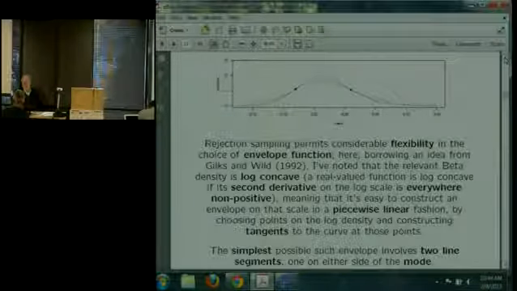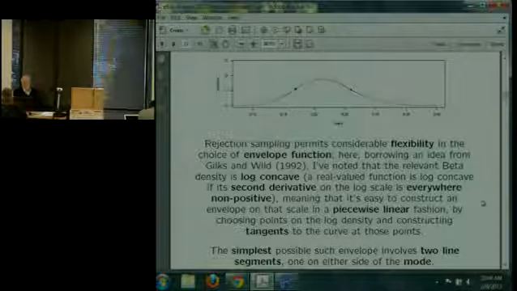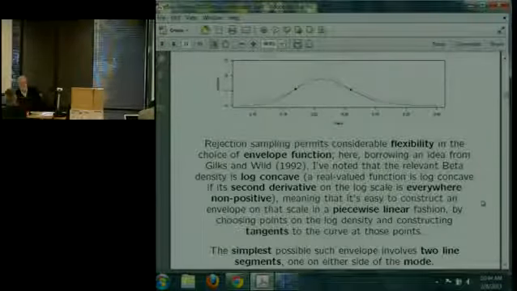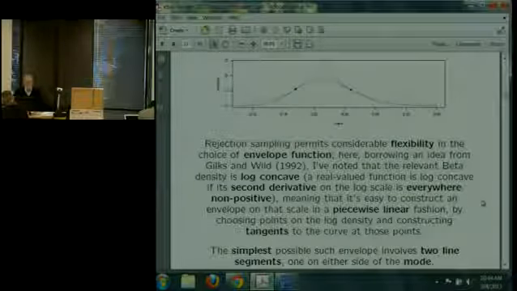Real good question. So let's agree that what we mean formally, a real valued function is log concave if its second derivative on the log scale is everywhere less than or equal to 0. So that has the bowl-shaped down thing happening.